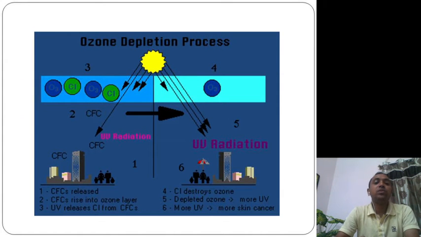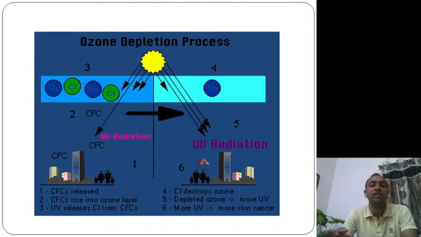Now let us see the ozone depleting process. Here I've labeled 1, 2, 3, 4, different numbers. So what are those numbers? If you see the slide towards the left hand side, the first one is the chlorofluorocarbon, which is released due to different activities on the Earth's surface by human beings and so on. Now, as these chlorofluorocarbons are released, in the second position you can see that CFCs basically rise into the ozone layer. Once it rises into the ozone layer, UV releases chlorine from the chlorofluorocarbon.